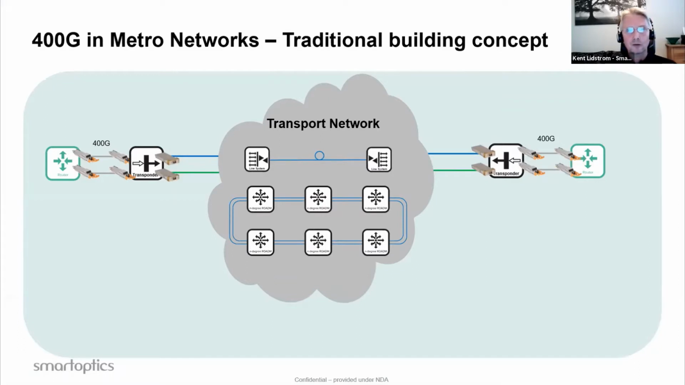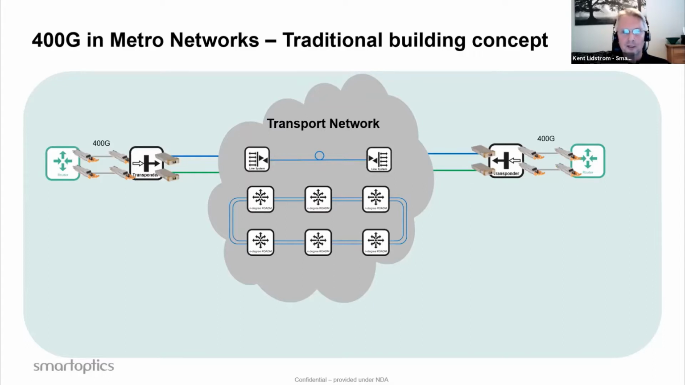But if we start with the traditional way of building networks, like most operators build their network today, they have a transport network that could be either point-to-point or more complex topologies like ROADM-based rings or mesh networks.